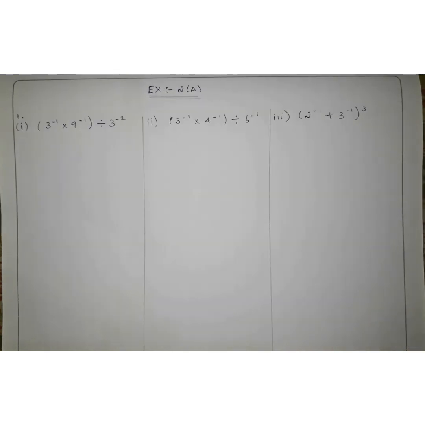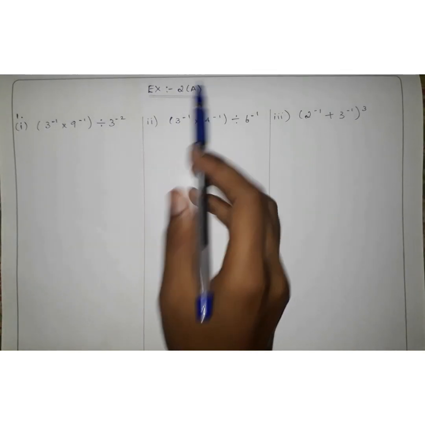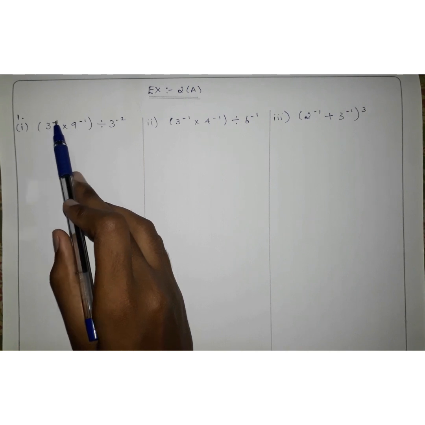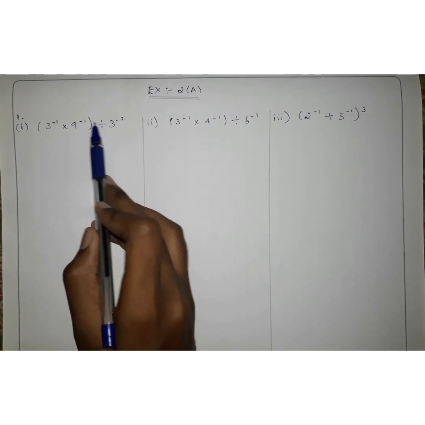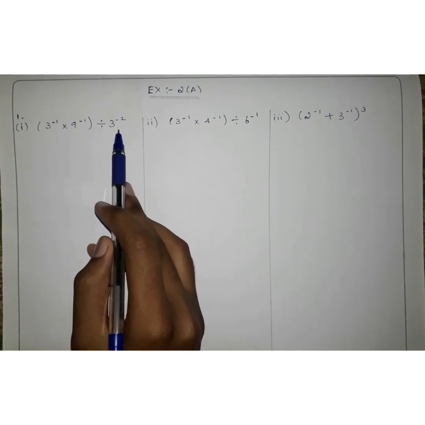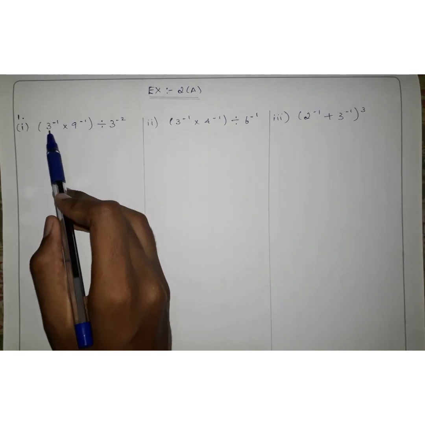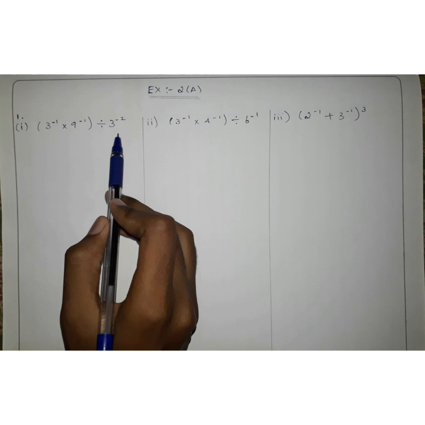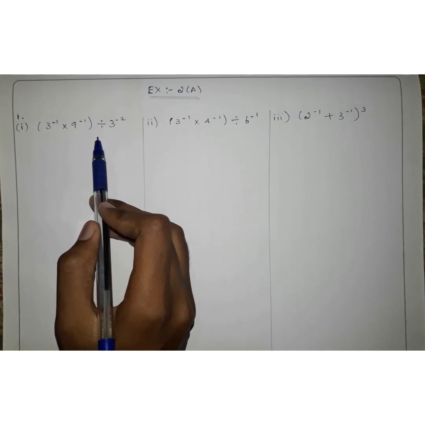We'll go for the exercise problem. Exercise 2a. First question is 3 to the power minus 1 into 9 to the power minus 1 divided by 3 to the power minus 2. In order to solve this sum, first we will try to convert all the numbers into the same base so that we can use our laws of exponents.